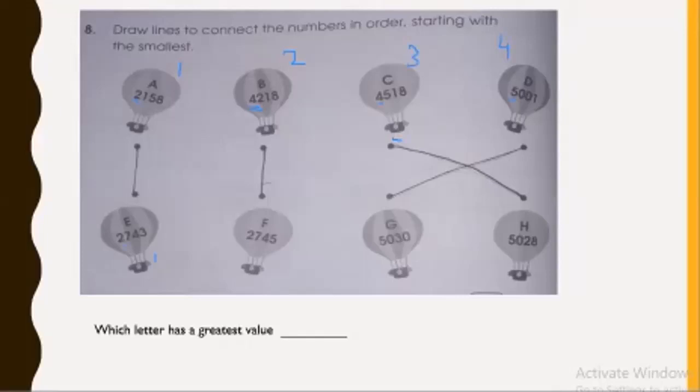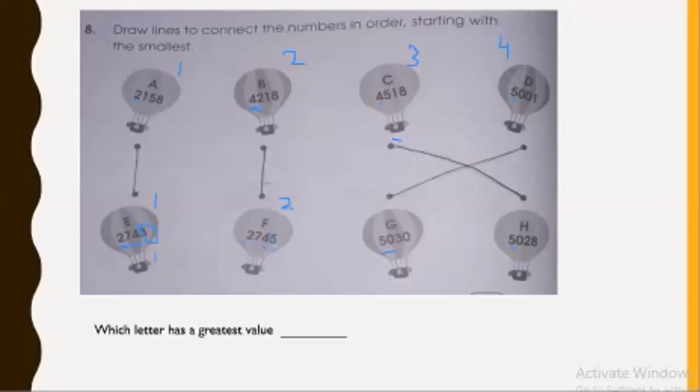2,000, 2,000, 5,000, 5,000. So let's compare the 2,000 values in the hundred place. 2,743 and 2,745. The digits change only in the last place, where it has 5 and it has 3. So which is smallest in it? This one. So I'm giving it number 1. This will be number 2.